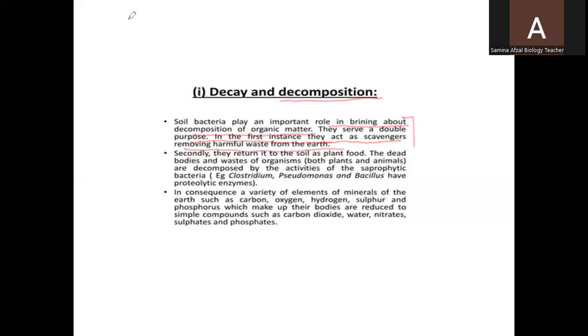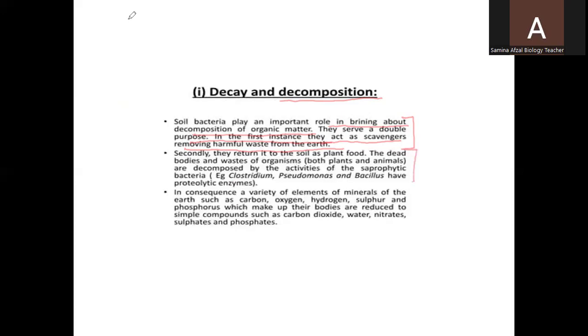So in this way, if there are no bacteria in the soil, the process of decomposition will not take place. As a result, the dead bodies will not be decomposed. If they are not decomposed, they will remain inside the soil, and we would see dead bodies everywhere. But the process of decomposition helps to decompose the dead bodies, and in this way the important nutrients are released into the soil.